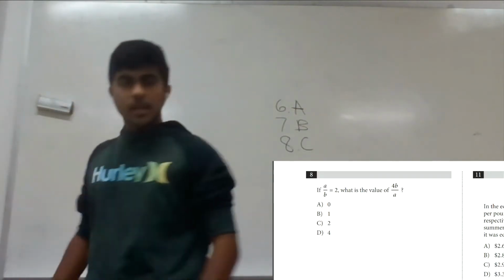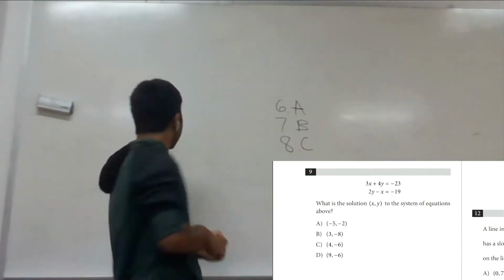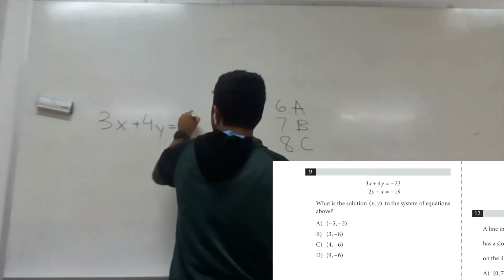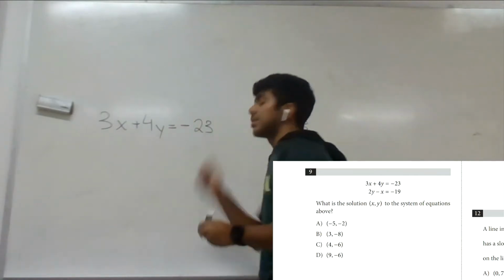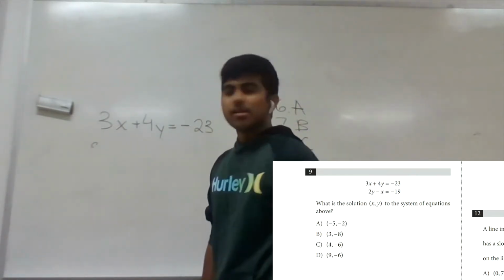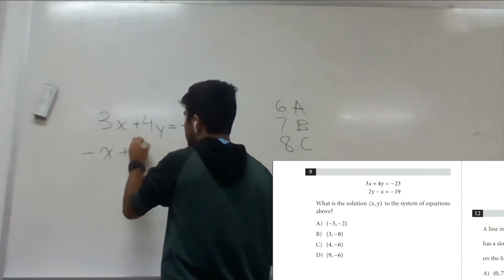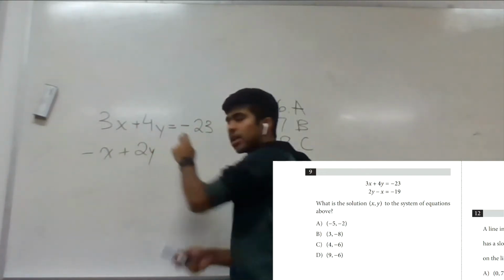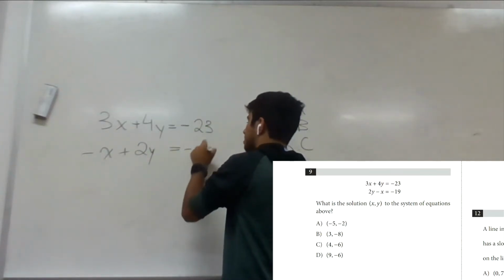Question number 9 is next. Let's scroll down to there. So we get 3x plus 4y equals negative 23. My bad. And then 2y minus x, I'm going to write that as minus x plus 2y. It's the same thing, I just switched the order, because up here we wrote x and then y, and I'm trying to keep that the same because it makes it easier to look at. And that equals negative 19.